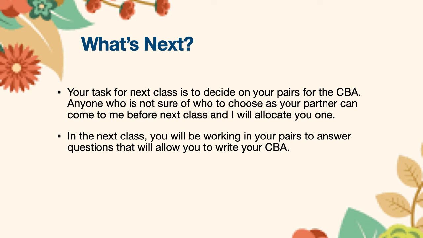Now, what's next? What do you need to prepare for next class? Your task for next class is to decide on your pairs for the CBA. Anyone who is not sure of who to choose as your partner can come to me before next class and I will allocate you one. In the next class, you'll be working in your pairs to answer some questions that will allow you to write your CBA, the same sort of stimulating questions that we were looking at in the group work. That will allow you to draw out a little bit more what you'll be including in your CBA.